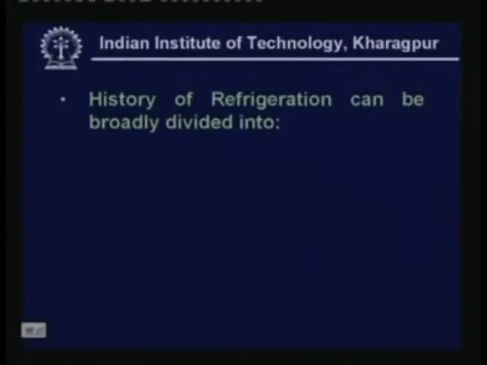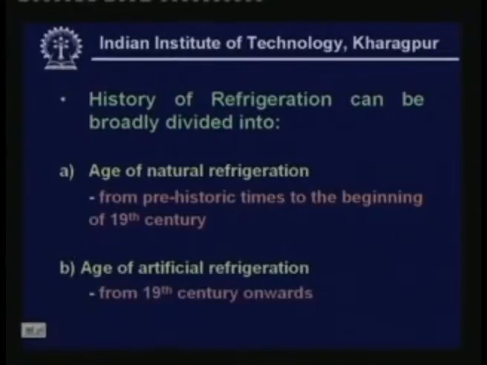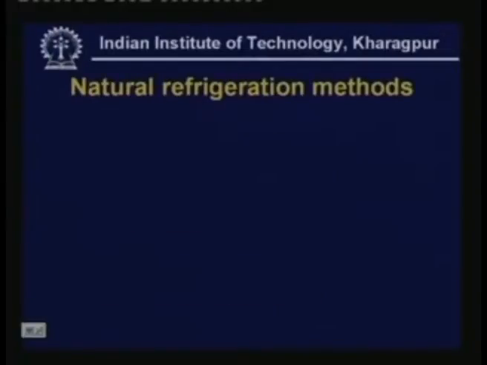Now the history of refrigeration can be divided into two phases. The first one is the age of natural refrigeration, from prehistoric times to the beginning of the 19th century, and the age of artificial refrigeration from the 19th century onwards. Now let us look at some of the natural refrigeration methods. Why do we call them natural refrigeration methods? Because we rely on nature for providing refrigeration.